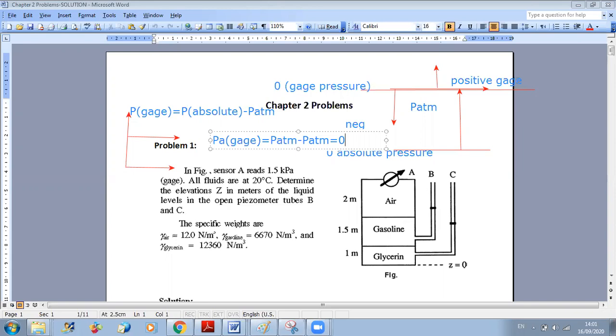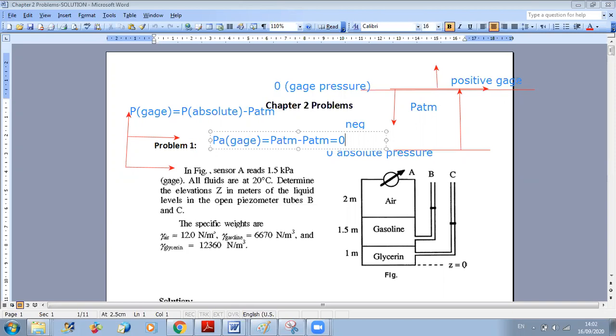So a gauge pressure of 0 corresponds to the atmospheric pressure. Now, when we talk about vacuum, our reference in vacuum is the atmospheric pressure. So if I am below atmospheric pressure, I have a suction effect. So when you have negative gauge pressure, it is the case where you have a vacuum.